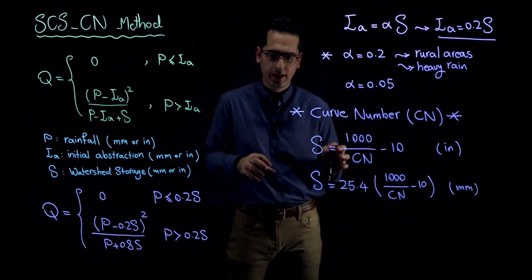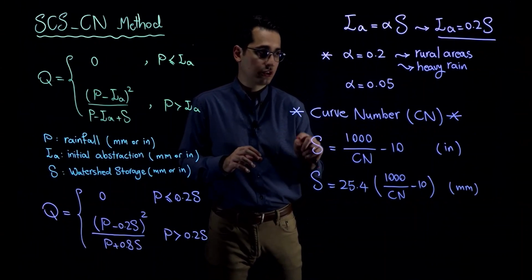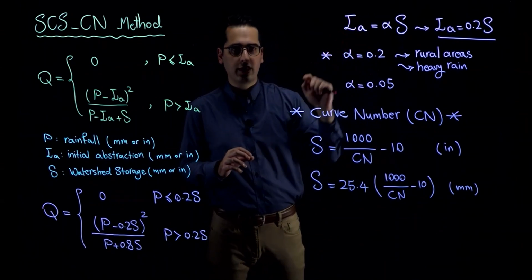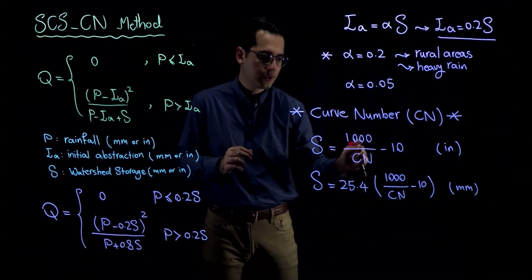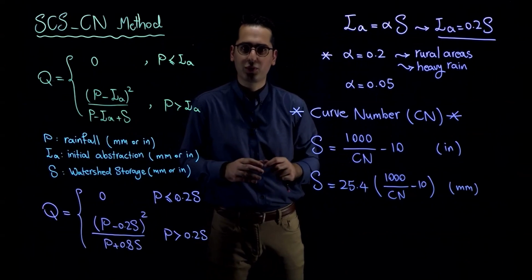Now that you have a good understanding on how to calculate watershed storage, how to consider initial abstraction, in next video, we are going to talk about determination of the unique value of curve number for your study area.